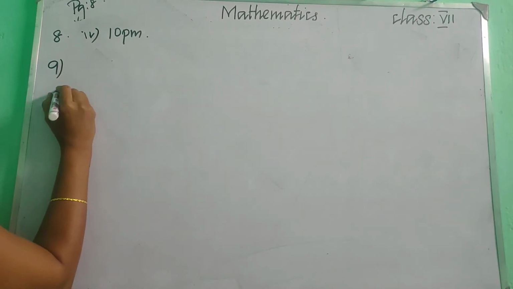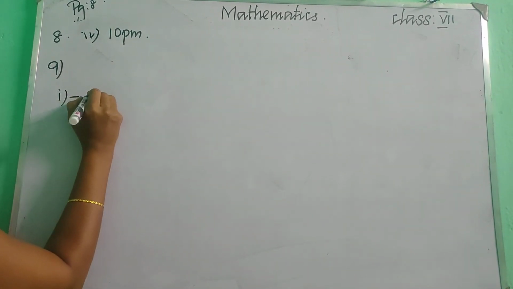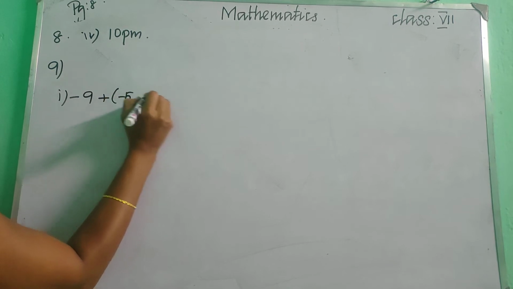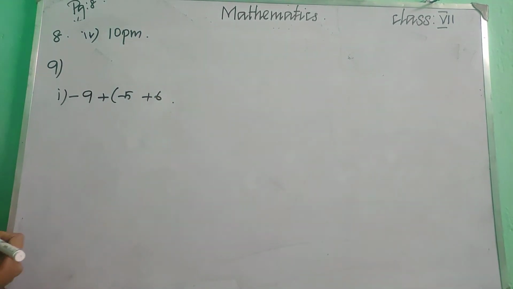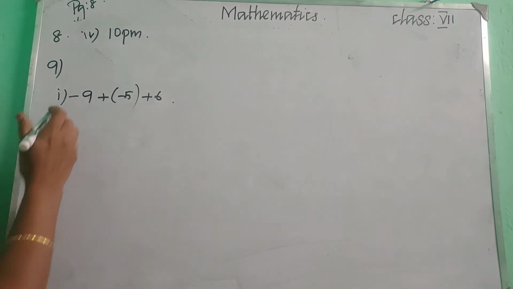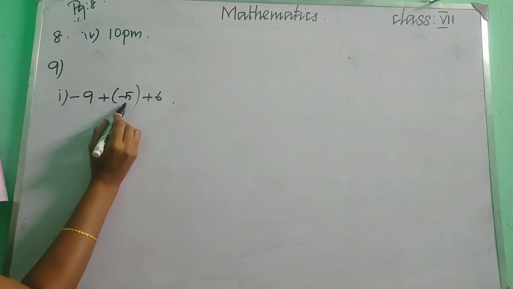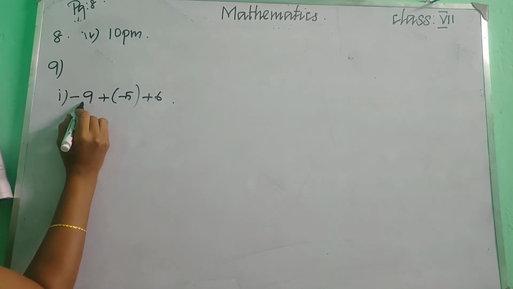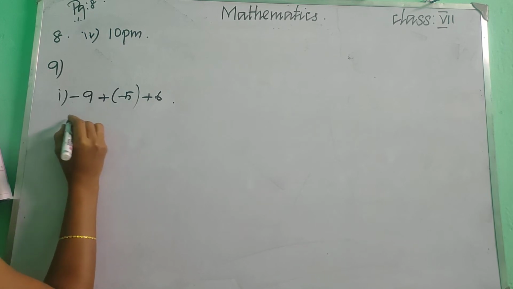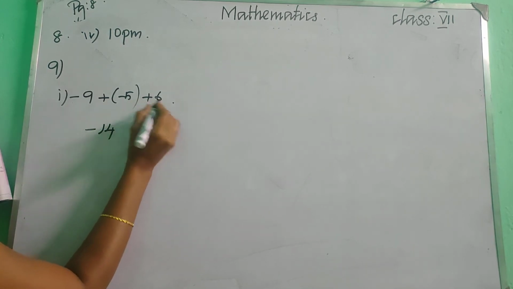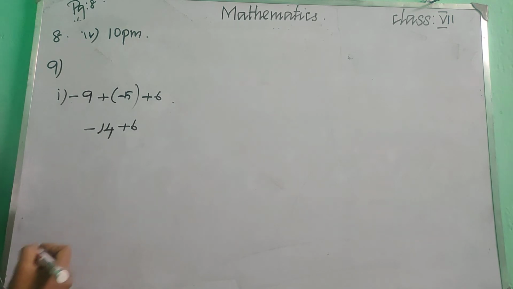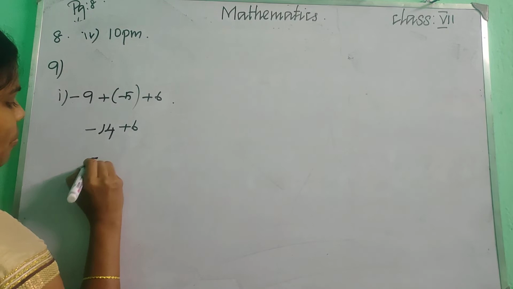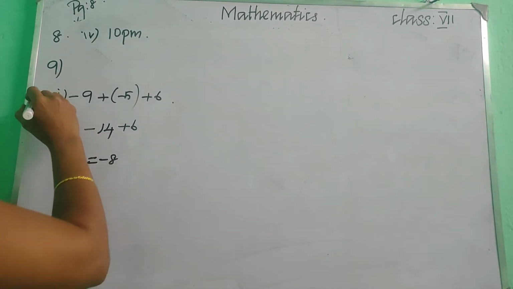Okay, for the first one, let us check. Minus 9 plus minus 5 plus 6. So we need to get the negative numbers as the answer. So minus 9 minus 5. We are having the same sign, so we can add and keep the same sign. 9 plus 5, 14. Minus 14 and plus 6. So what will you get? Minus 14 plus 6 will get minus 8.